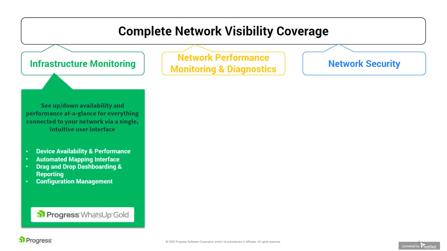All right. We've got an infrastructure monitoring solution called Progress WhatsUp Gold. It does exactly what the name says. It'll tell you what's up and what's down. It will find and display every single thing connected to your network and show you the status of it, so you can keep an eye on what's going on, and it'll alert you if there's a problem.